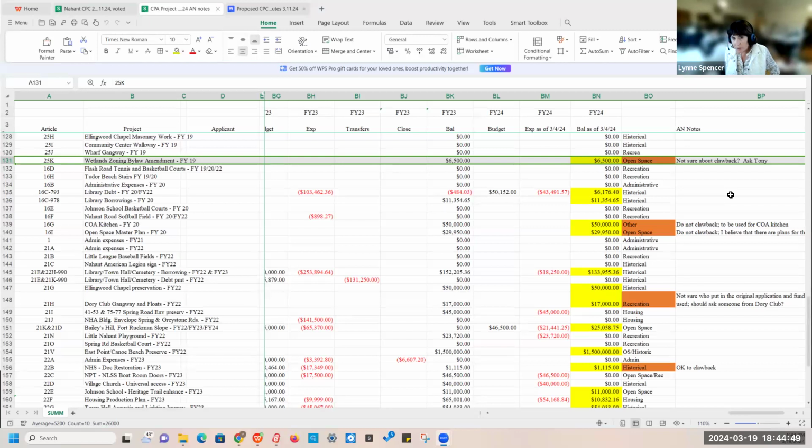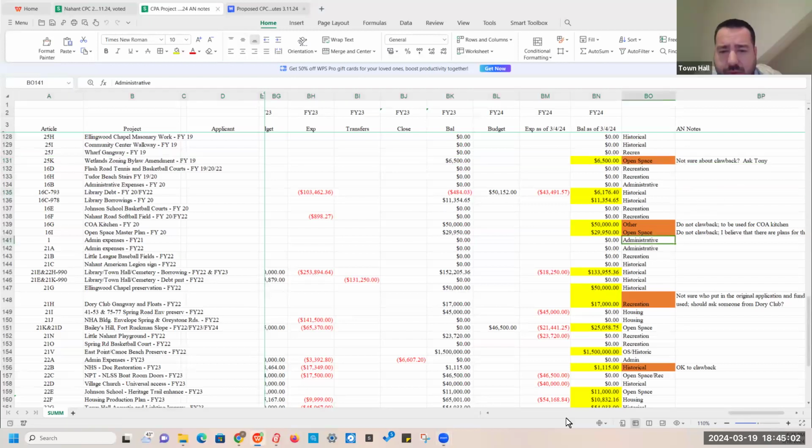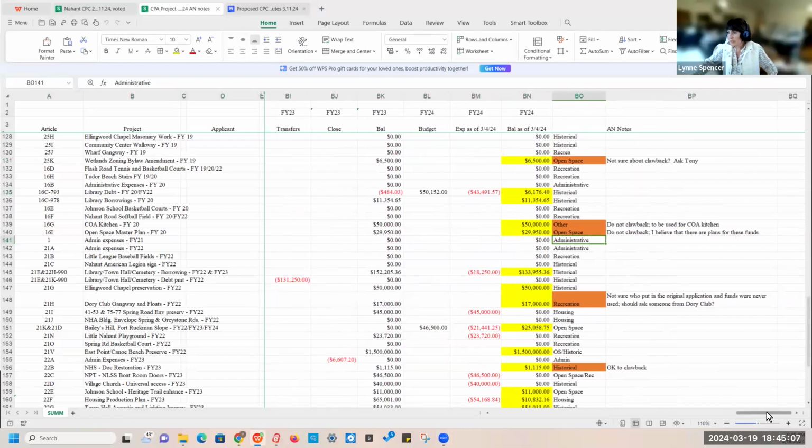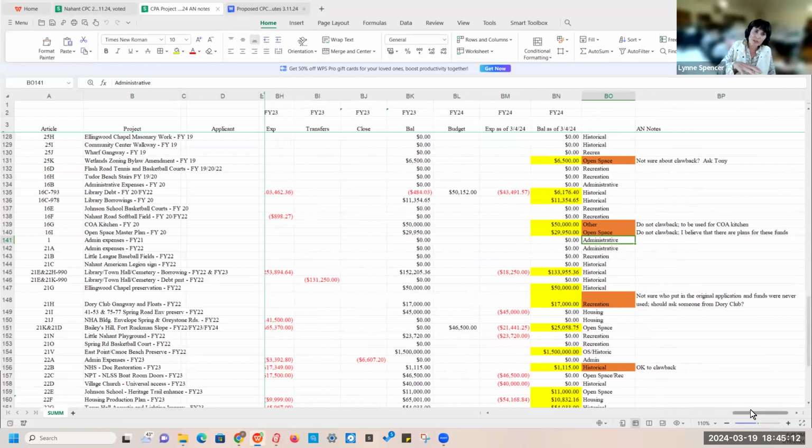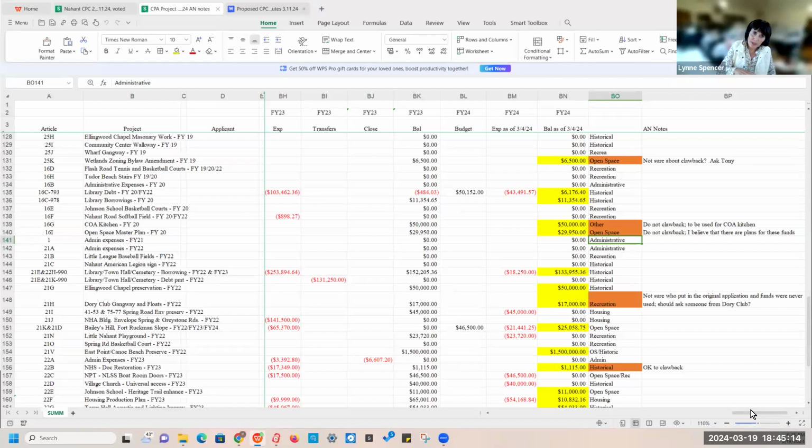The next one, if you want to hold on to the COA kitchen, that's fine. What I'm a little puzzled by is the outstanding balance for the open space master plan. What's her note say there? Can we scroll to the right? Sure. Do not claw back. I believe that there are plans for these funds. So Nancy, this would have been the money that was paid to the consultant to assist you in the open space master plan. Right, and I thought that was $30,000 and I don't understand why it's still sitting there.